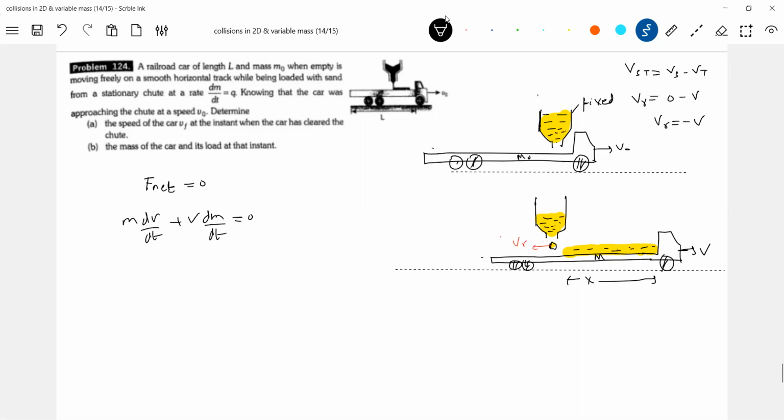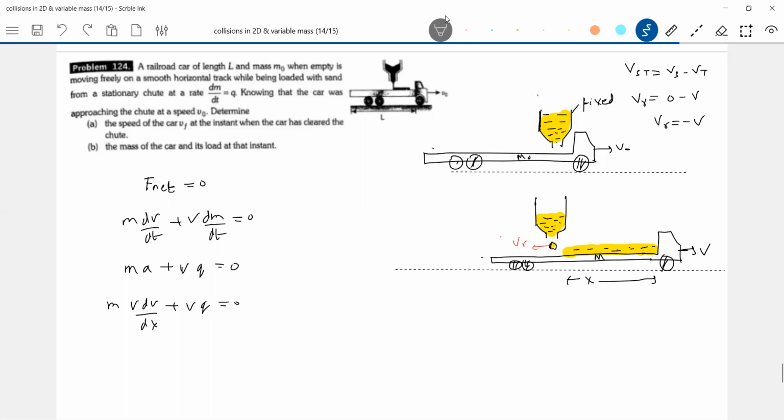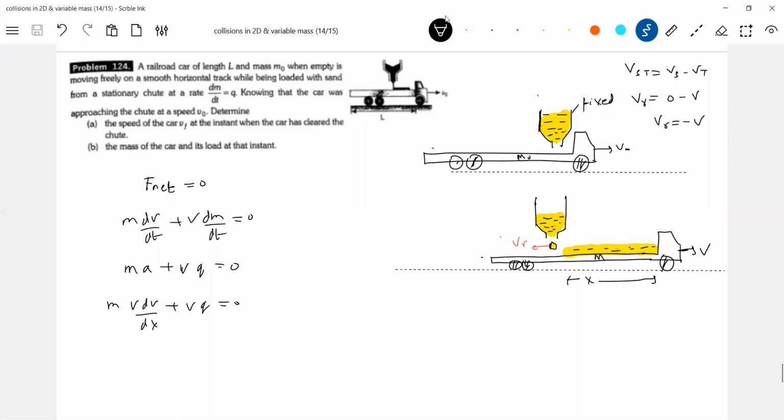You have to think in this way. So m dv by dt. This dv by dt is what? Acceleration. This is what? V relative, or nothing but Vr. So what is dm by dt? Dm by dt is Q. This acceleration, I'll write it as v dv by dx. Okay, able to understand now? Keep it as it is, don't change it.